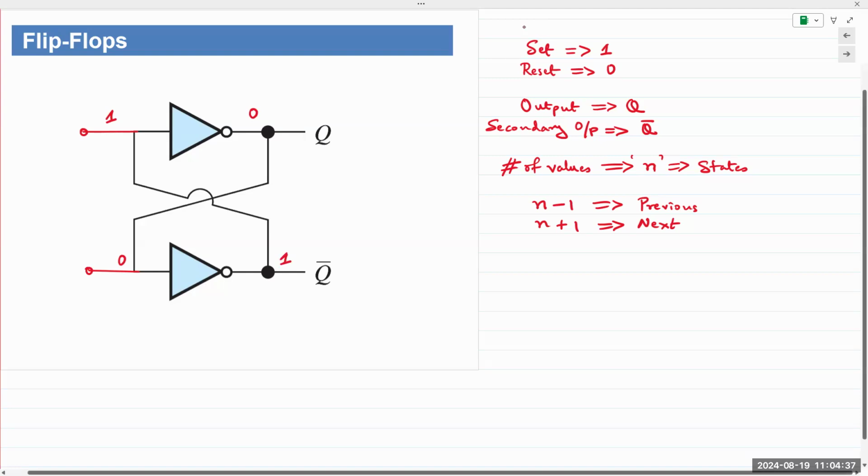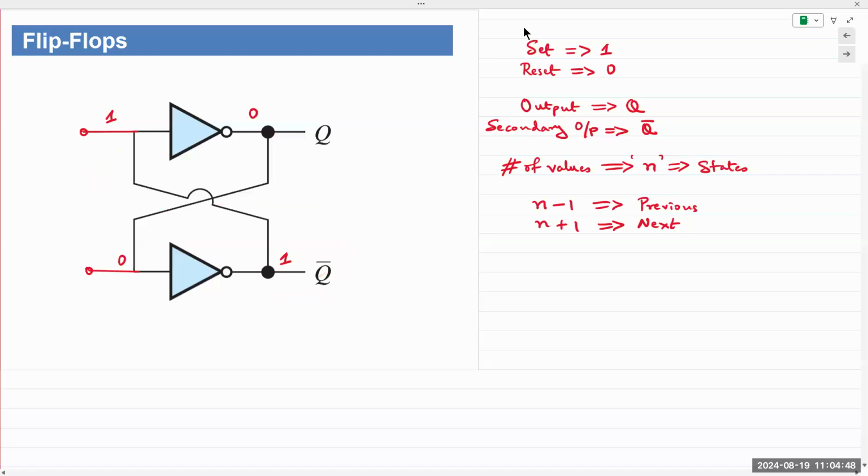Q and Q naught should be opposite. So if Q is 0, Q naught is 1. And that 1 is then fed back to the input. So that is the first state for this flip-flop. Q is 0, Q naught is 1. This is one state.